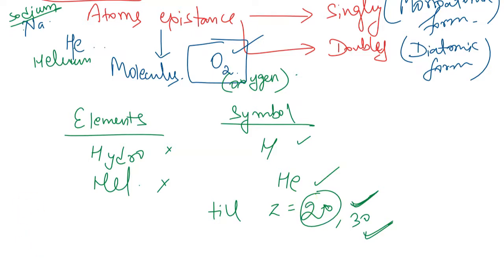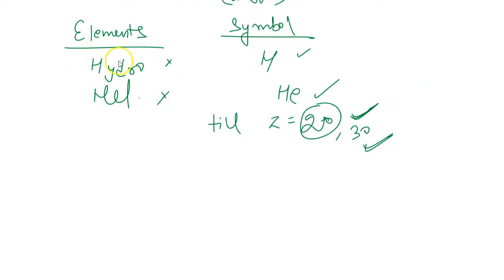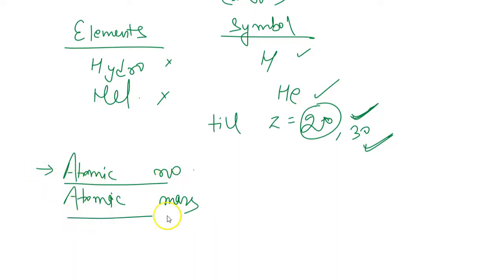So each of the atoms of the elements, whatever we are looking at, have symbols, and they have a certain atomic number, and they have their atomic masses as well. In the earlier classes you must have already gone through atomic number, that is represented by Z, and it is the number of protons.